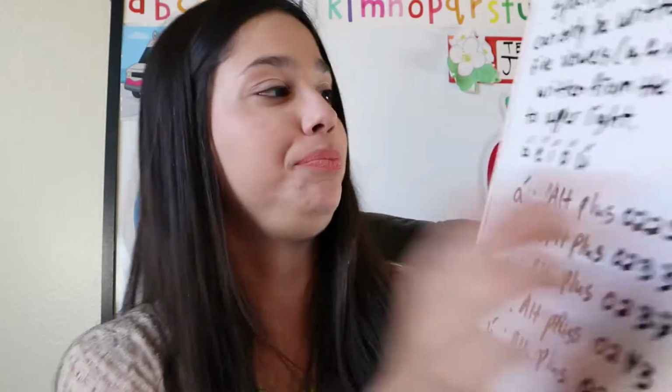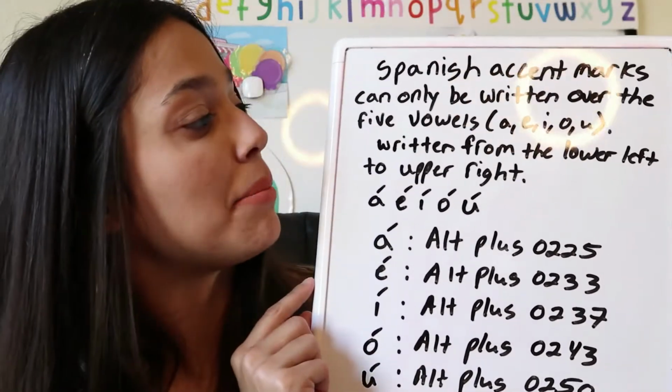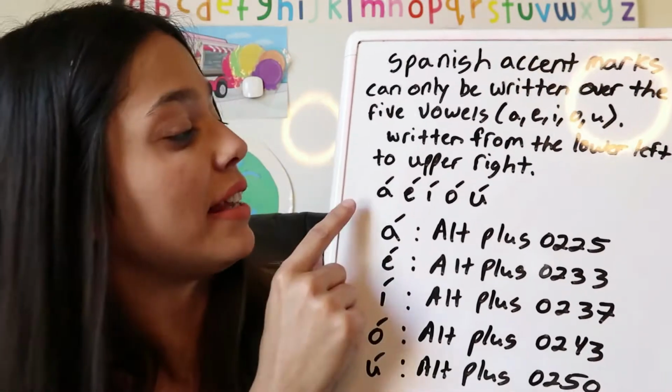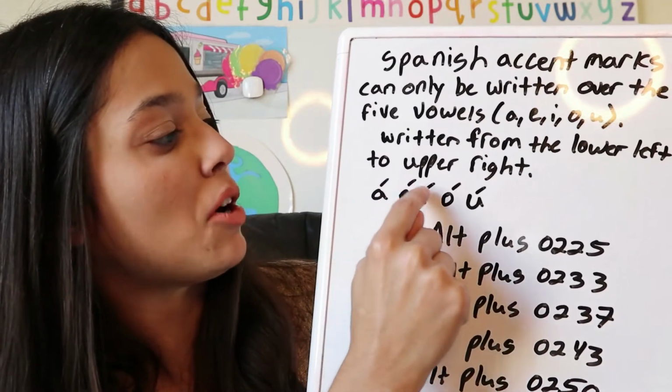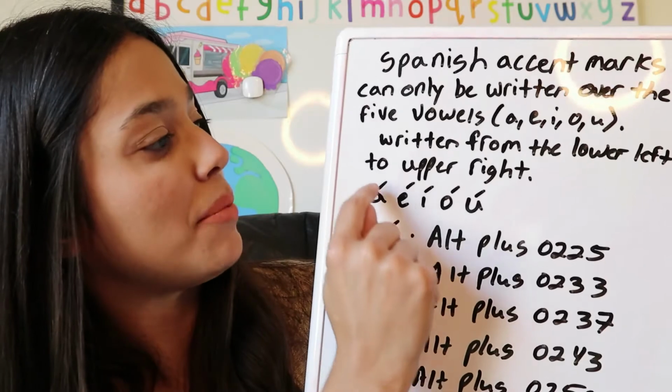Spanish accent marks are only written over the 5 vowels, A, E, I, O, U, or in Spanish, vowels, vocales, and you pronounce them A, E, I, O, U. Now, here is a rule to remember. The written accent marks are going to be written from the lower left to the upper right, just like this. You see the accent marks A, E, I, O, U, and they are written from the lower left to the upper right.